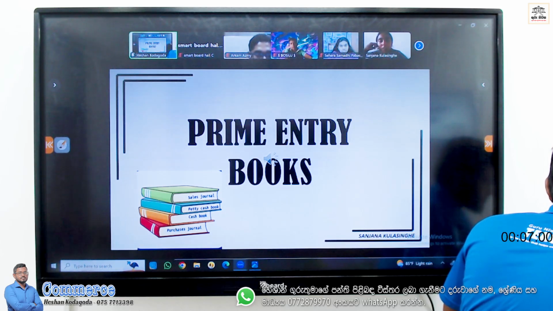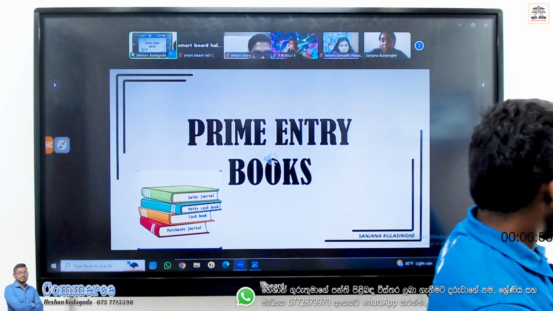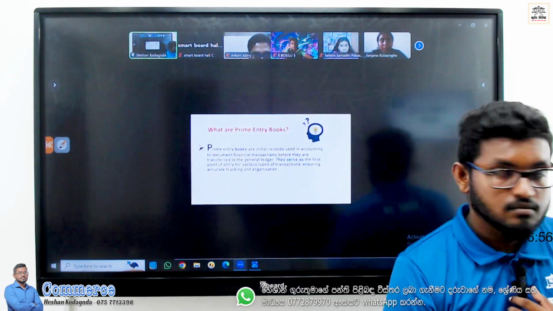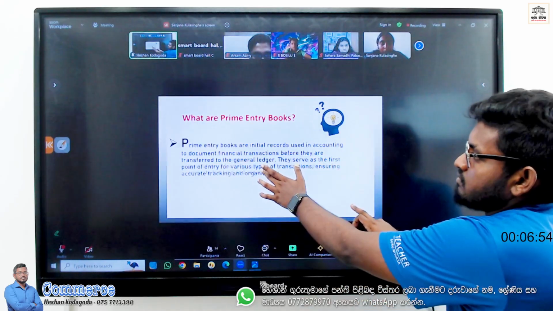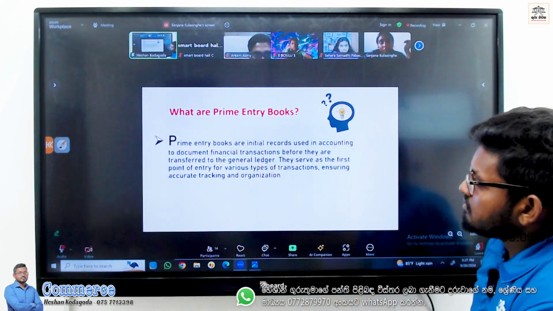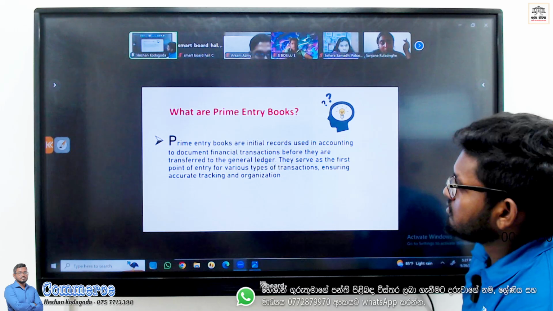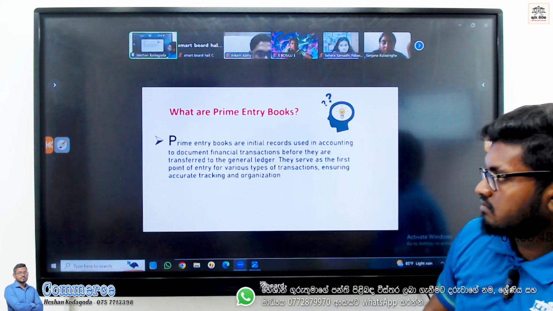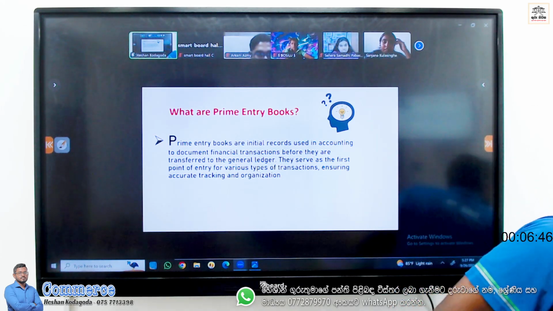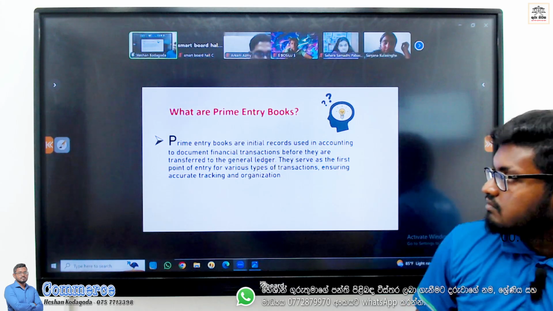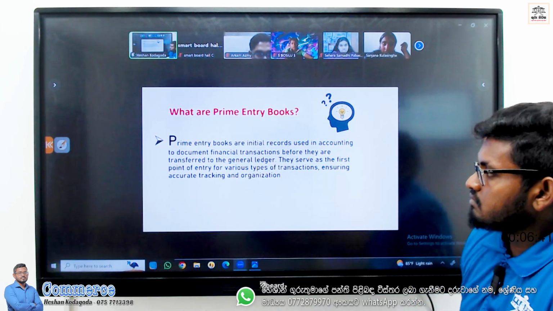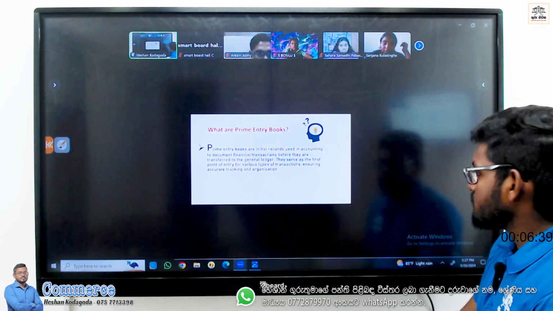So I'm going to talk about parliamentary books today. So, what are parliamentary books? Parliamentary books are the initial records used in accounting to document financial transactions before they are transferred into the general ledger. They serve as the first point of entry for various types of transactions, ensuring accurate tracking and organization.